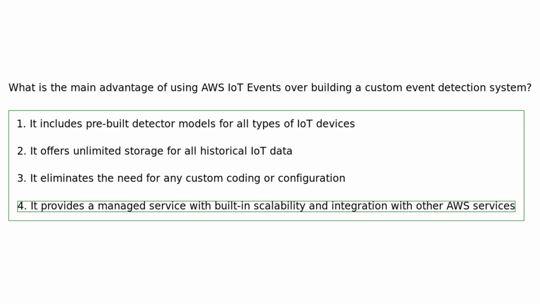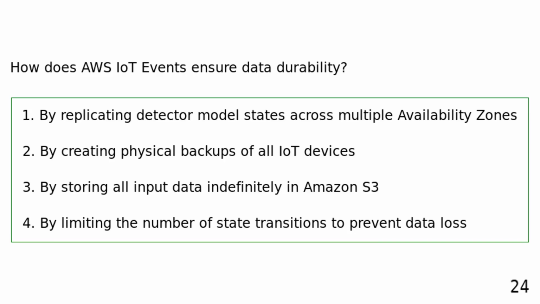The main advantage of using AWS IoT Events is that it's a fully managed service with built-in scalability and seamless integration with other AWS services. This reduces the complexity and overhead of building and maintaining a custom event detection system, while still allowing for customization to meet specific needs. How does AWS IoT Events ensure data durability?